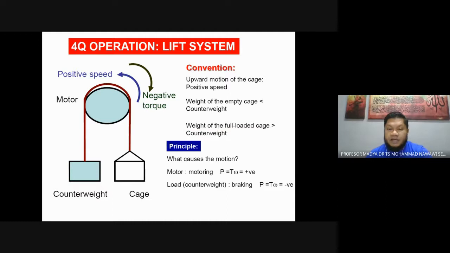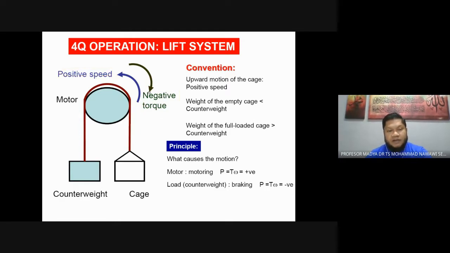So another convention, upward motion of the cage is positive. So if you want the motor to move upward, then this is positive movement. If it goes downwards, this is negative, right? And for the motor, the convention is that if it rotates anti-clockwise, it is positive speed. If it operates clockwise, that is known as negative speed or negative torque.